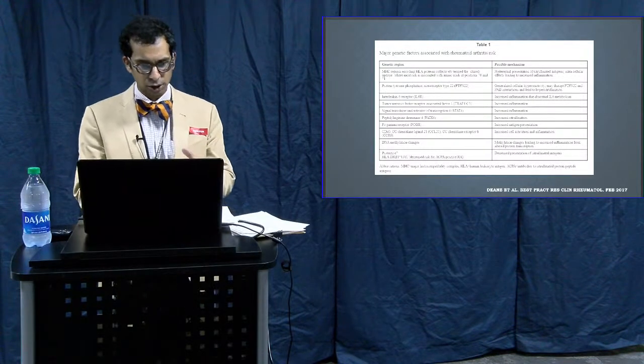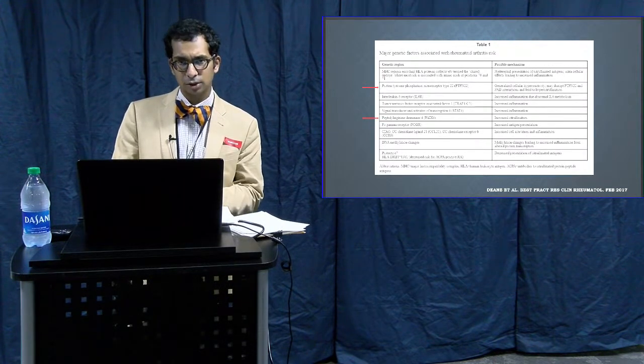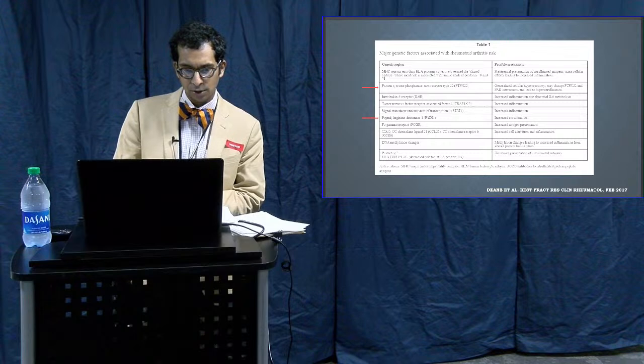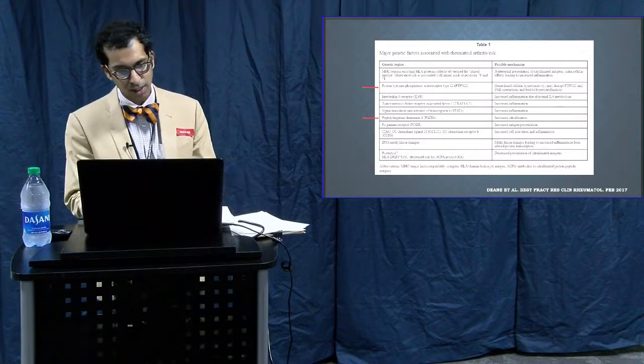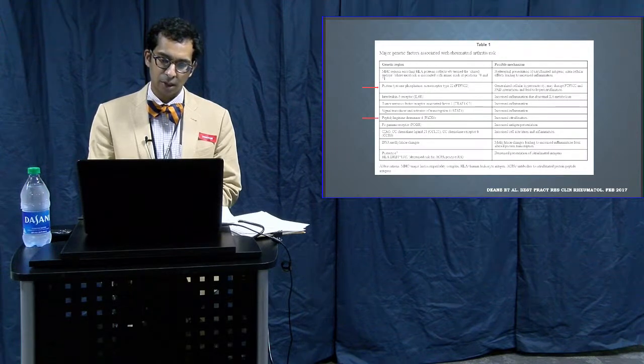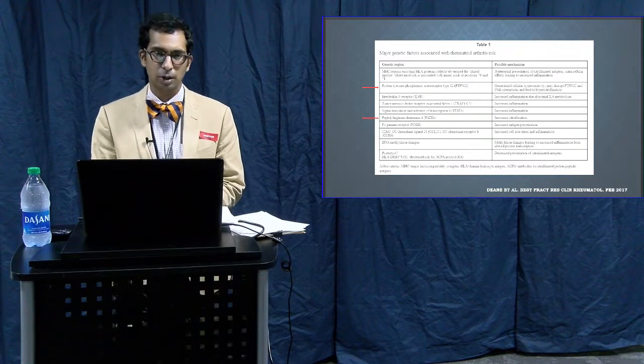This is just a table showing some of the major genetic factors associated with RA, and we've talked about the shared epitope. I just wanted to highlight two others here, seen with the red arrows. There's a protein tyrosine phosphatase called PTPN22 that some people think may contribute to an increased genetic risk by leading to increased citrullination of certain proteins that then may trigger an immune response.